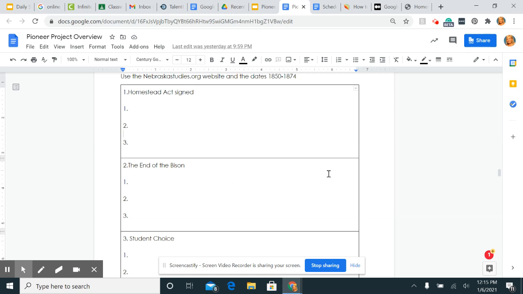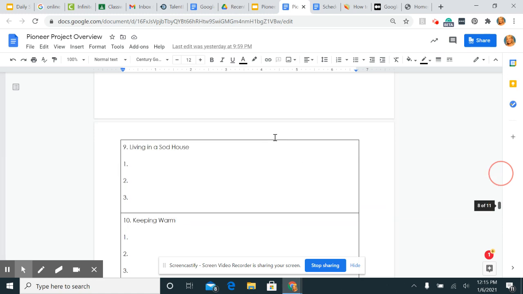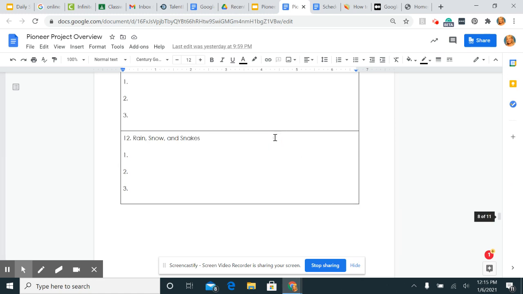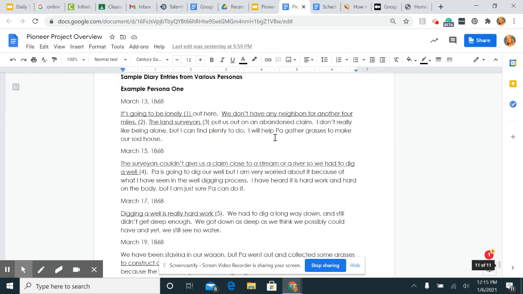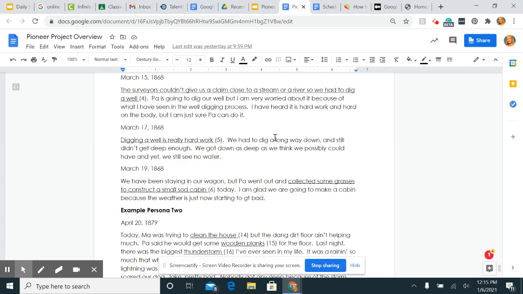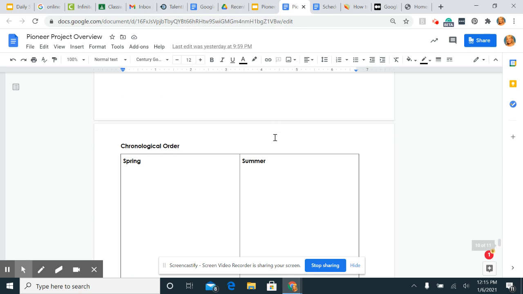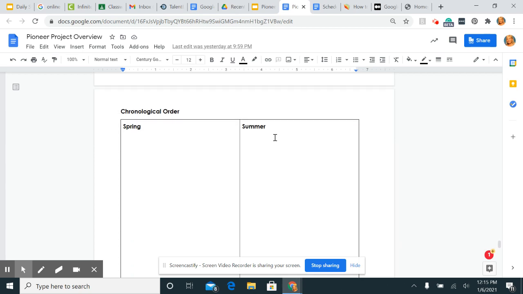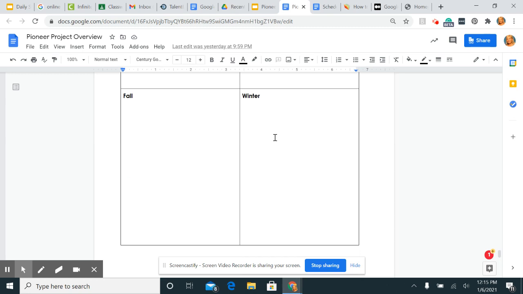These are all the topics that you're going to include information about. You're going to research on that nebraskastudies.org website. Moving in a sod house. What about the weather? Things you would have for lunch, games. Then after you get your information, you're going to decide, is that something that they would be doing in the spring, summer, winter, or fall? Because you remember you have to have 4 seasons and then journal entries under each season.